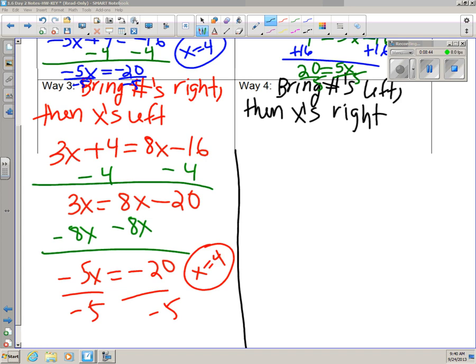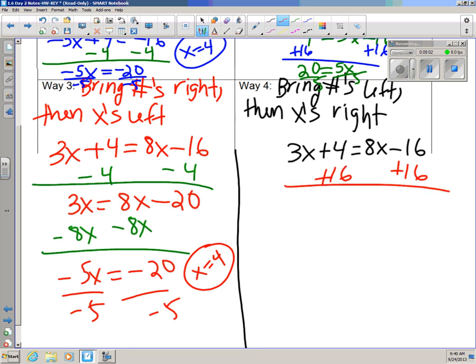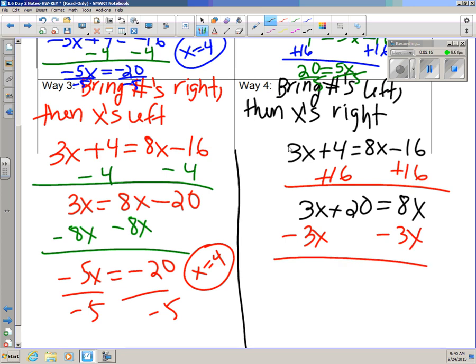Last but not least, we start off the same. 3x plus 4 equals 8x minus 16. And this time we're actually going to bring our numbers to the left. So I'm going to add 16 to both sides. I almost got myself a little confused. 3x plus 20 equals 8x. I'm going to bring my letters to the right, subtract 3x, and then we get 20 equals 5x. Divide both sides by 5.